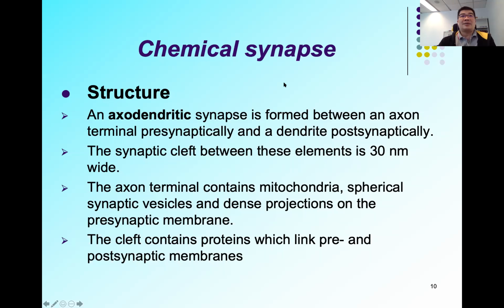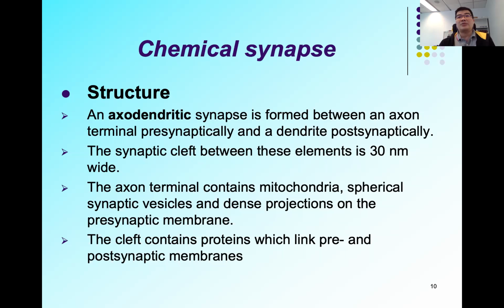So the chemical synapse is more specific, more specialized. For example, the most common type is the axodendritic synapse. That is formed between the axon terminal, which is the presynaptic terminal, and the dendrite, which is the postsynaptic terminal. If you still remember the last class, we talked about the neurite. So there are axon, terminal, and dendrite.